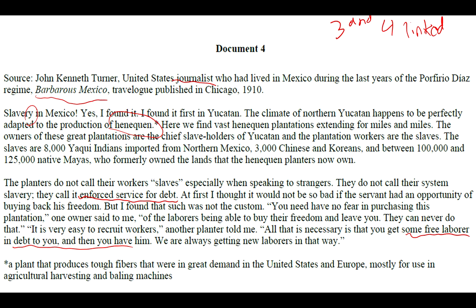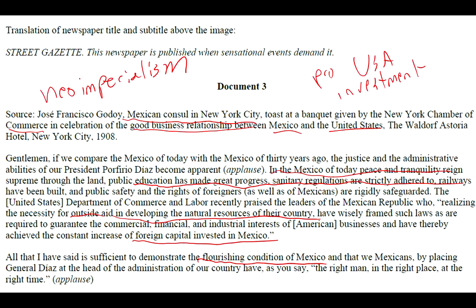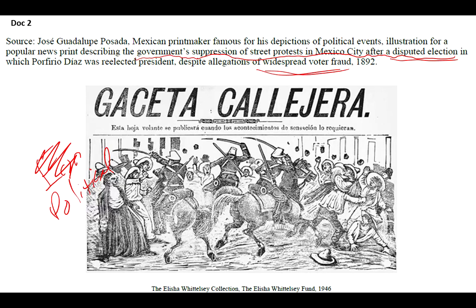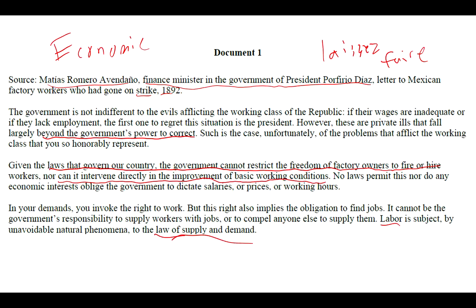3, 4, and 5 are about foreign investment if you really want to push it. And then you've got 2, which isn't economic at all, it's political. And then you've got 1, which may not be about foreign investment, but it's about the government not caring about the working conditions of the poor, and they care more about the owners of the factory.